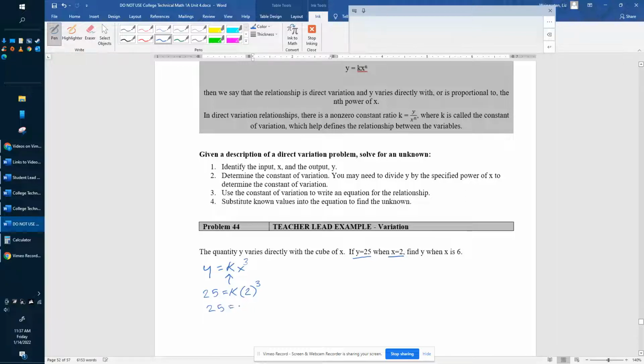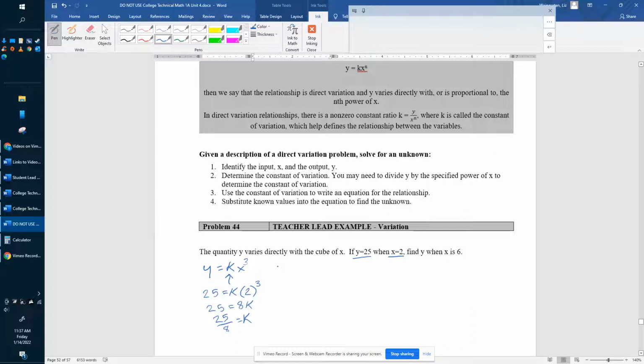25 equals 8k. Divide both sides by 8, we get 25 eighths equals k. That cannot be reduced, so that is our final k. So what's our new equation?